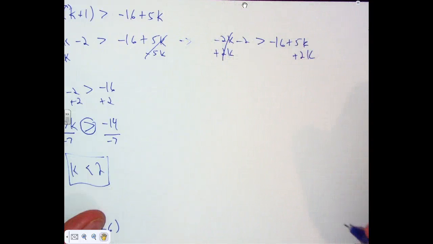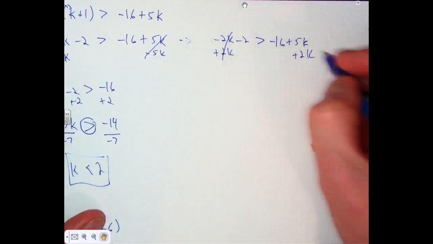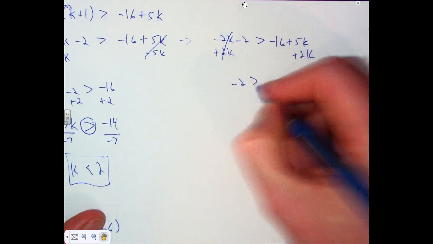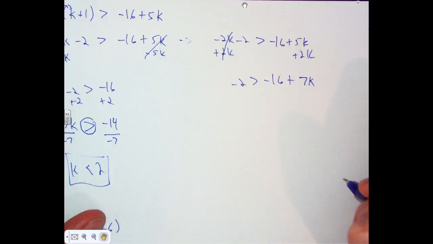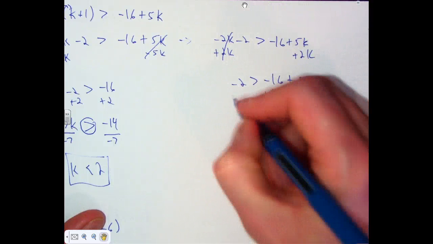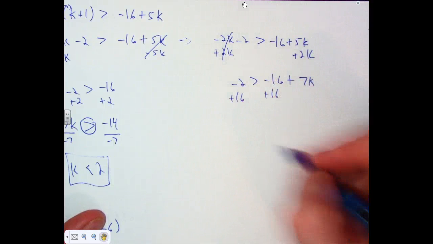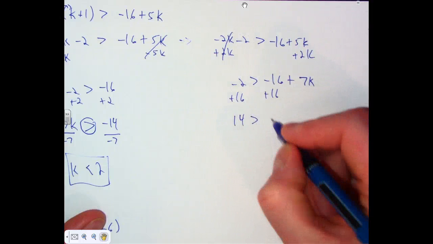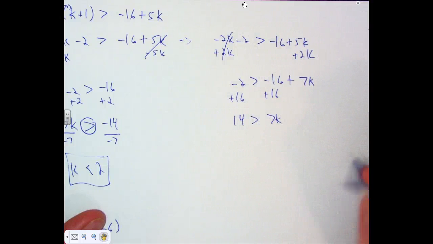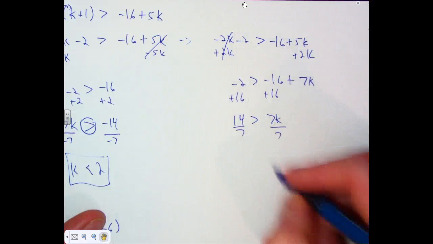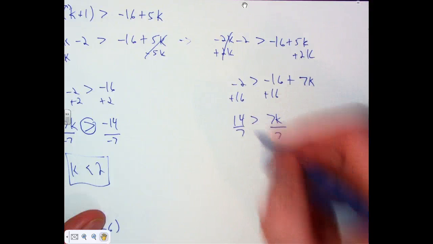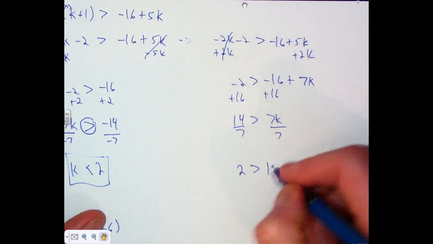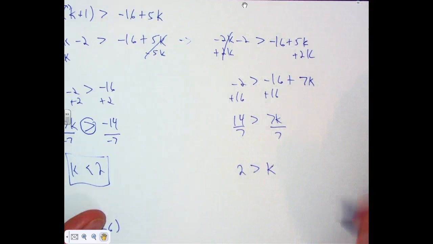It's going to look different though how I get there. So I add 2k to both sides. This becomes negative 2 is greater than negative 16 plus 7k. Now I will add 16 to both sides. Negative 2 plus 16 is 14, which is greater than 7k. And then divide by 7. Now I didn't divide by a negative, so I don't have to flip the symbol. But 14 divided by 7 is 2. And that becomes k on the right, because that cancels off.